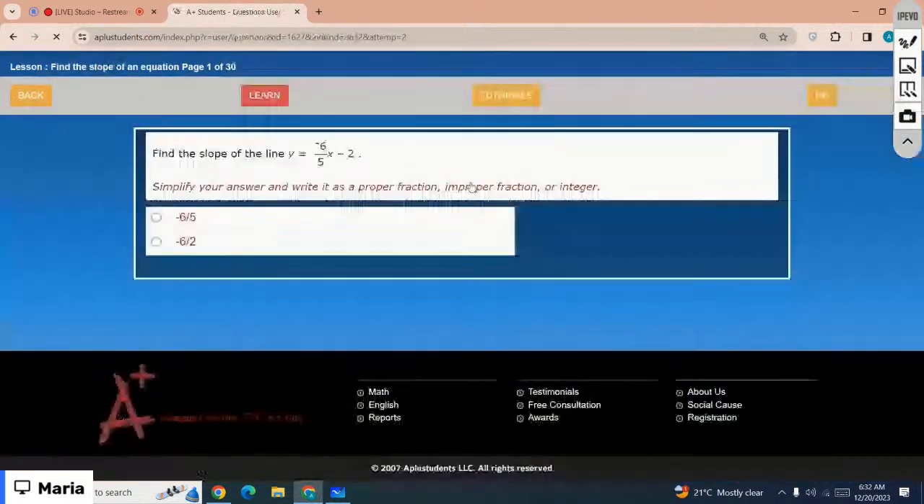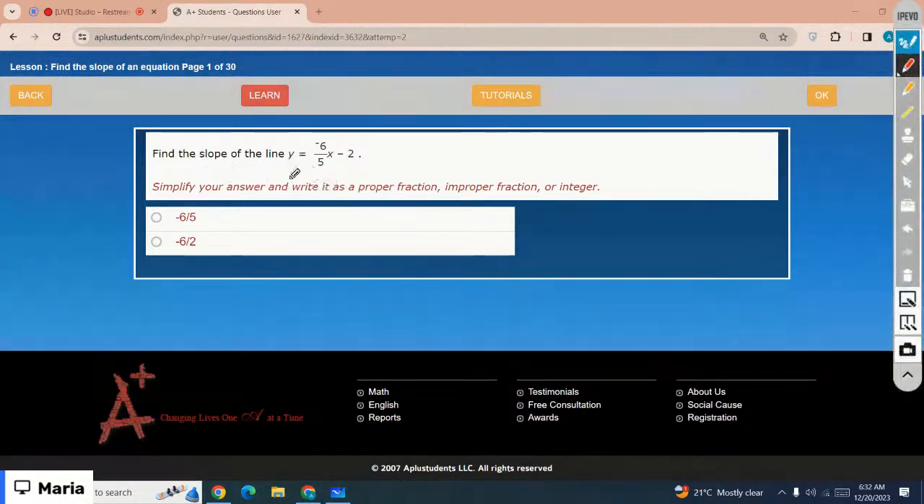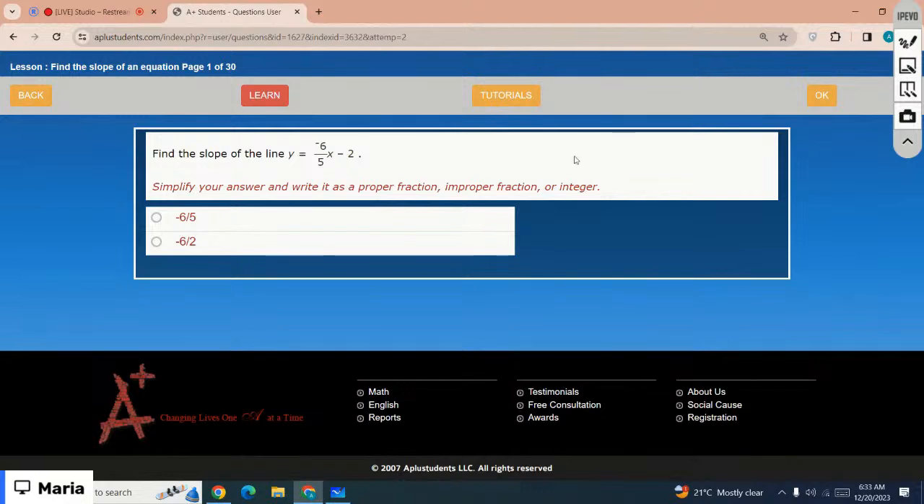Find the slope of the line y equals negative 6 over 5x minus 2. You need to calculate the slope, right? So just equate the equation with the general form of linear equation, that is y equals mx plus b, right? So the coefficient of the x is actually the slope, that is negative 6 over 5. So the slope of the line is negative 6 over 5, right? Option number 1 is the correct option.